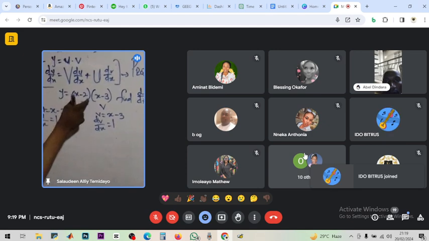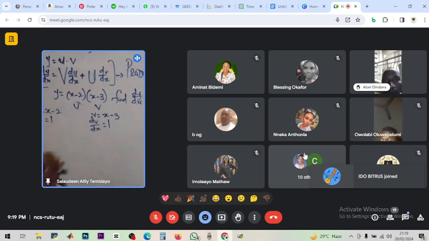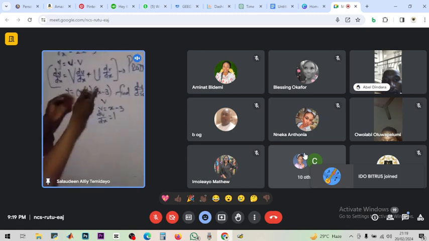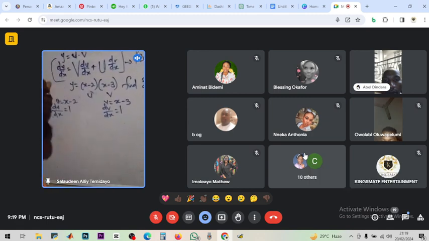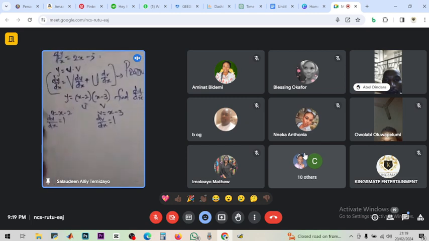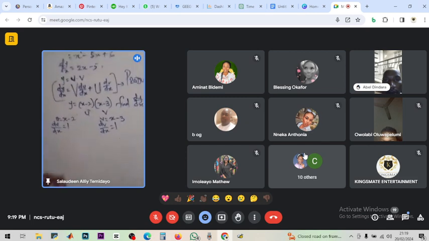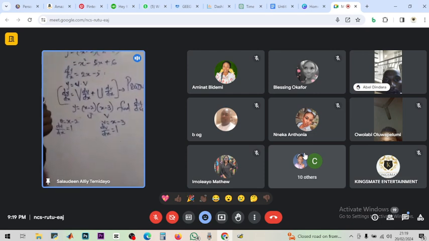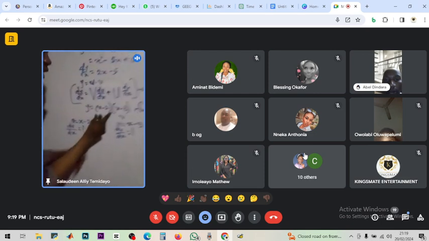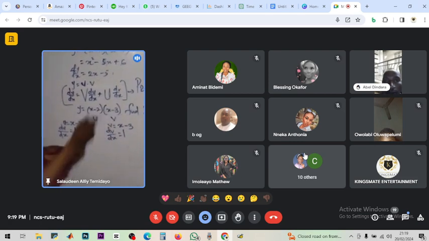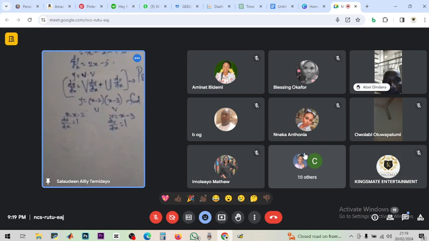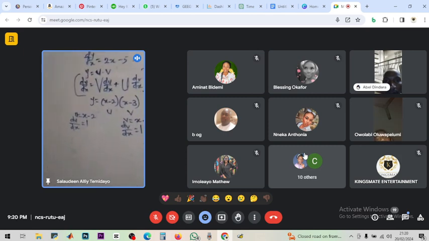y equals (x minus 2) times (x minus 3). How do you know it is times? Because they are both bracketed. This one has its own bracket, this one also has its own bracket. Anything you see in the form that there are two things multiplying each other, one in a bracket and another in a bracket, know that you are using the product rule.